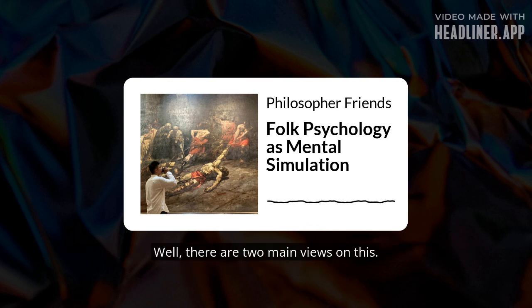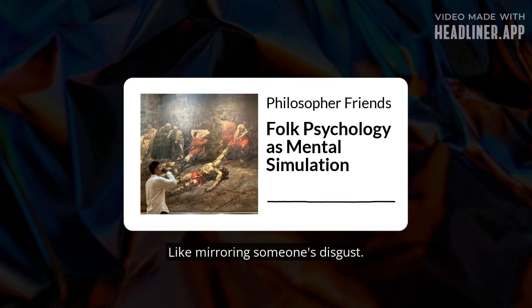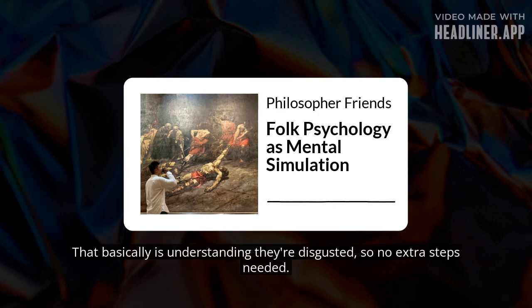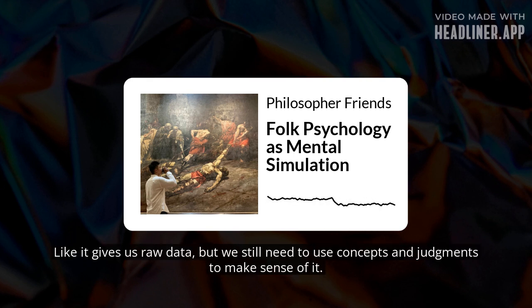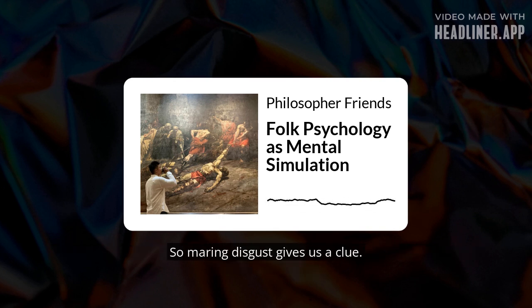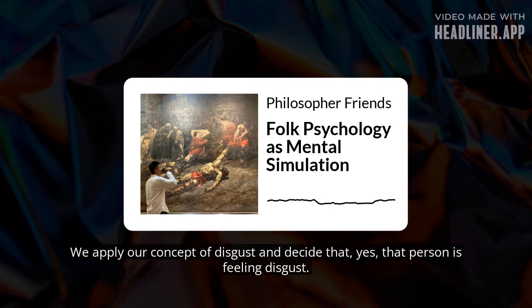Well, there are two main views on this, the constitution view and the causation view. Two views. Okay. The constitution view says that the simulation itself is the understanding, like mirroring someone's disgust basically is understanding they're disgusted. So no extra steps needed. The simulation is the understanding. Right. Interesting. But then there's the causation view. Which says what? It says the simulation is just the first step. It gives us raw data, but we still need to use concepts and judgments to make sense of it. So mirroring disgust gives us a clue, but then we have to do some thinking about it. You got it. We apply our concept of disgust and decide that, yes, that person is feeling disgust.